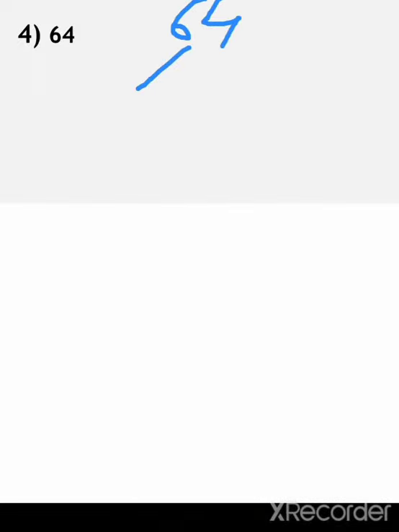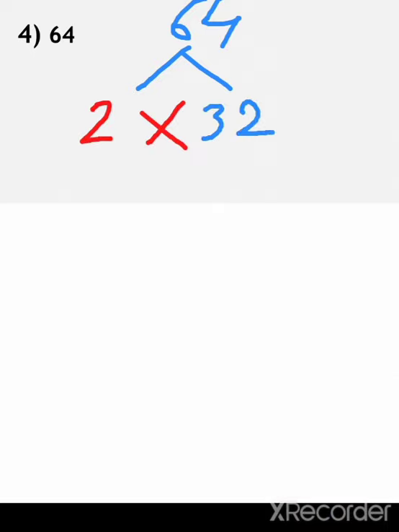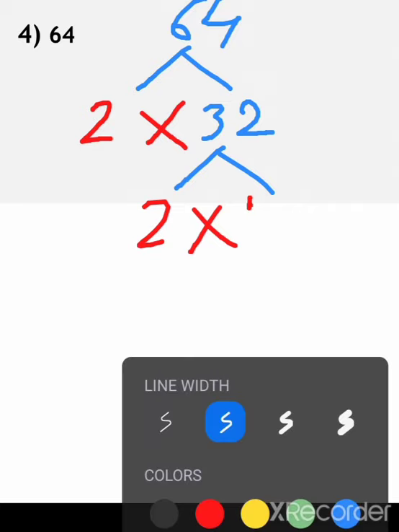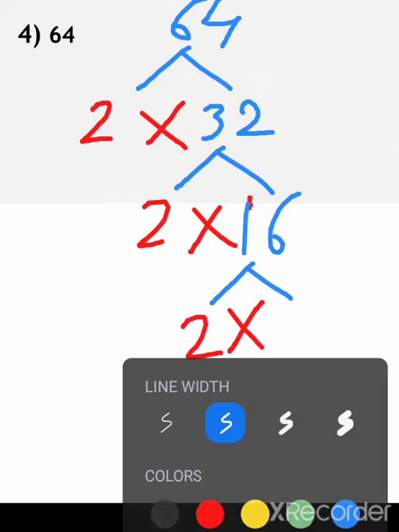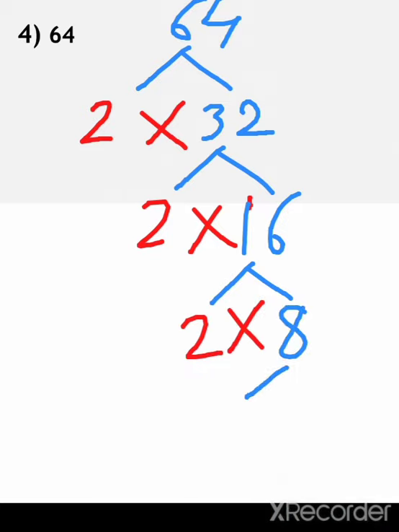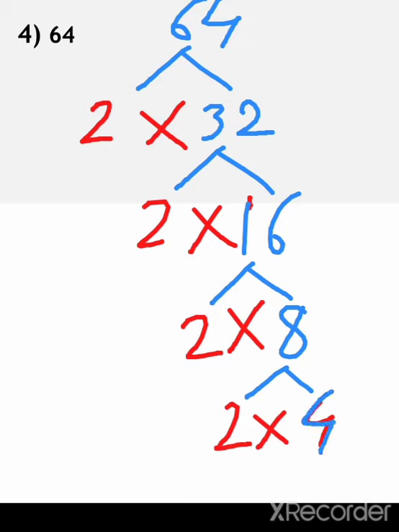Again it's an even number, so I will start by 2. When I'm dividing by 2, I'm getting the quotient. 2 3s are 6, 2 2s are 4. Again an even number, I'll divide by 2. 2 16s are 32. Again even number, so I'll divide by 2. So 2 8s I'm getting 16. Again even number, I'll divide by 2. 2 4s I'm getting, right?